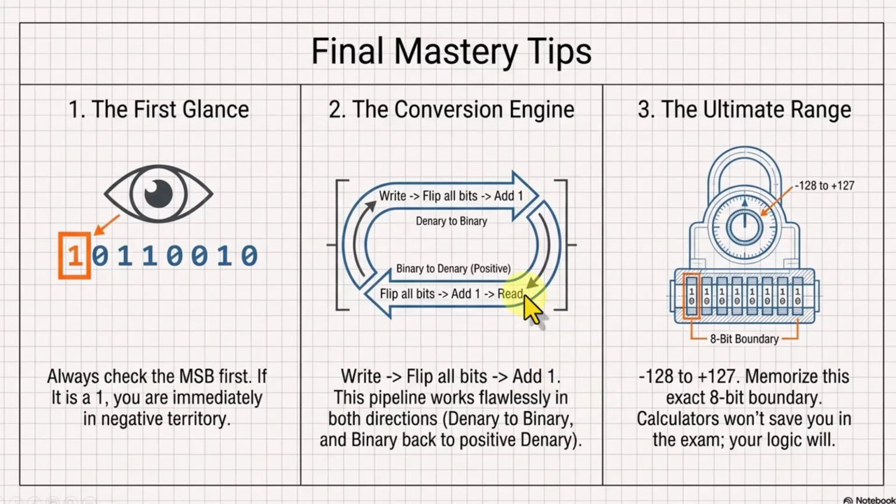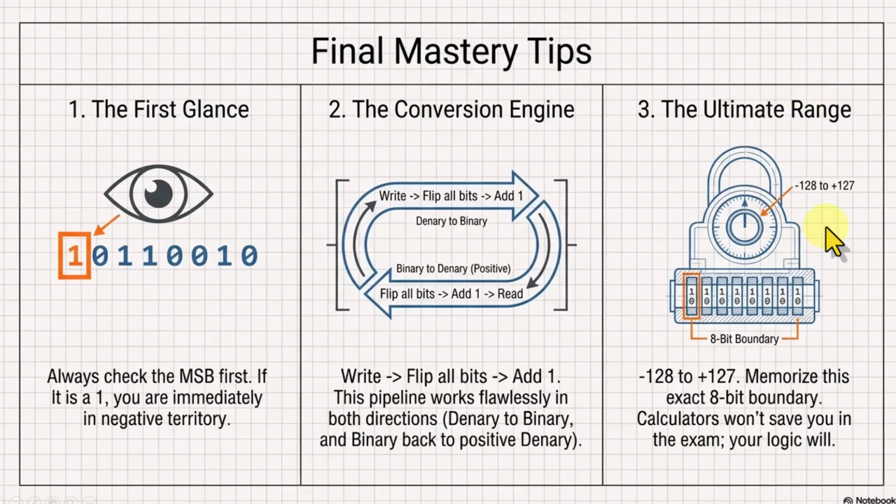Let me give you some more information about this. The number is written there, then you simply flip them, and after that add 1. Sometimes students make mistakes in this. Changing denary to binary, they think that this is the opposite of denary to binary, so first they add 1, then after that they flip all the bits. No, in both situations, you have to flip the bits first, then add 1. Then you can simply read.